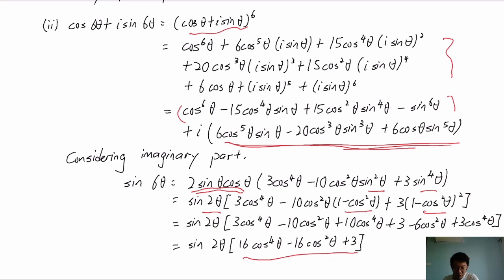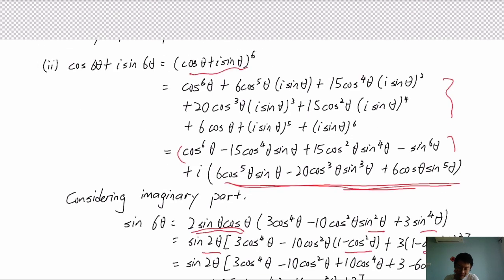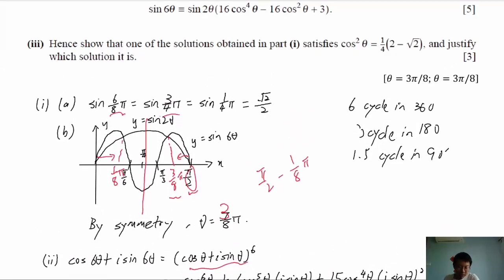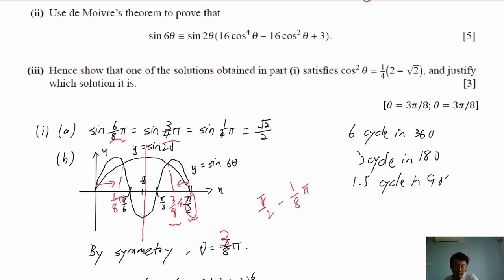So that would be for the second part, all right. So for the third part, okay, let's look at the question. So hence show that one of the equations obtained in part 1 satisfies cos squared theta equals 1/4 times 2 minus root 2, and justify which solution it is.